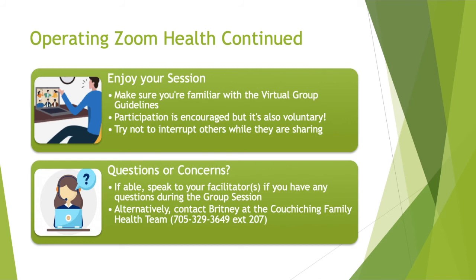If you have any questions or concerns, we ask that you first try to speak with your facilitator if able. Alternatively, you can contact Brittany at the Couchiching Family Health Team by calling 705-329-3649, extension 207.